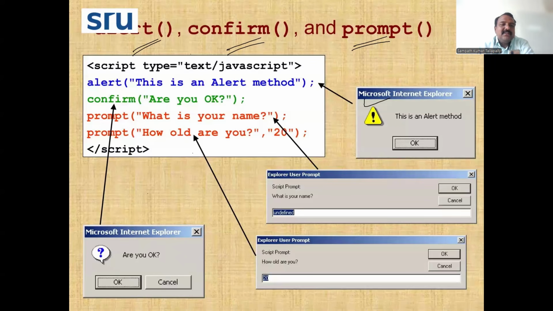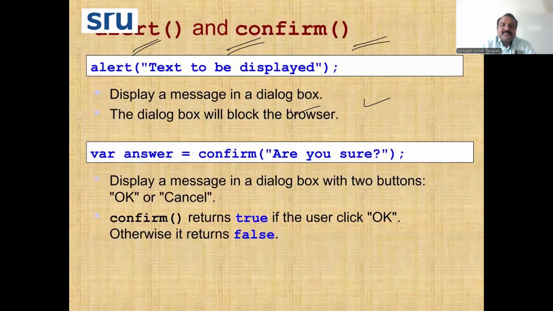Then you have a very interesting functionality called prompt. This prompt is going to ask you to enter something. Whatever data you enter will be carried into your web page where we are going to validate the data. All those things are done in your website by using these functionalities. Now we'll see what exactly is going to happen with these functions.